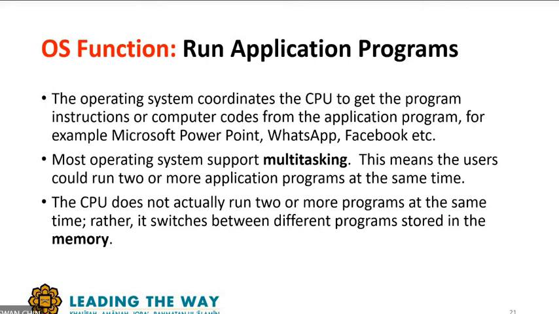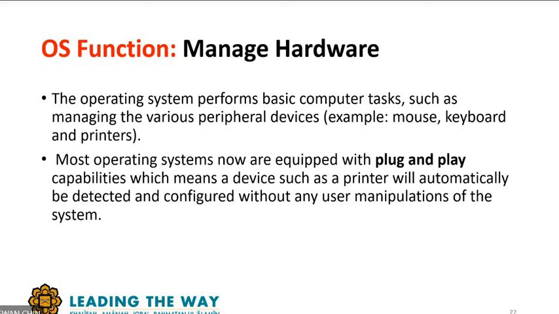Okay, next is to run the application software, for example, PowerPoint, Word, WhatsApp, Facebook, and so on that you install in your devices. Okay, that's the function of the operating system. It means your operating system manages the application software that you install. Okay, manage hardware, for example, mouse, keyboard, and so on. Anything that you type is detected by your input devices, sent to the computer, to the CPU to process, and managed by the operating system.